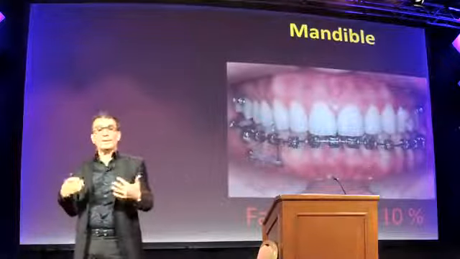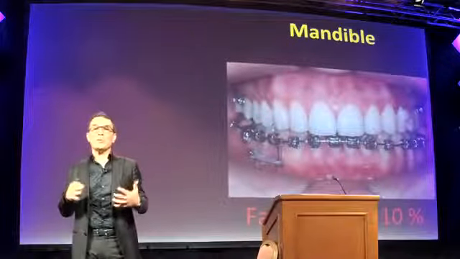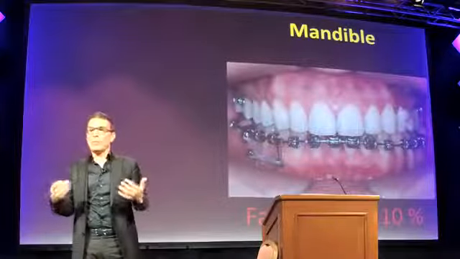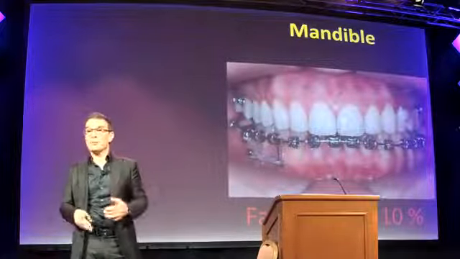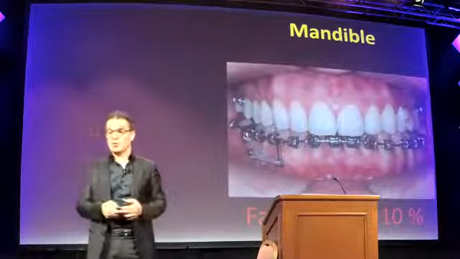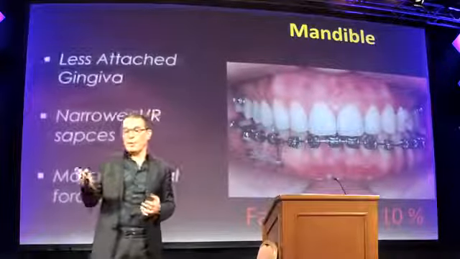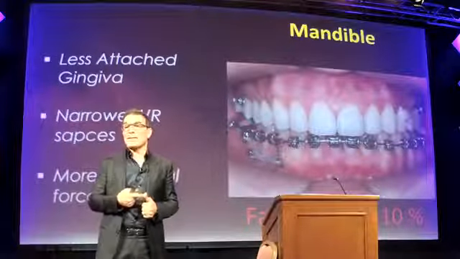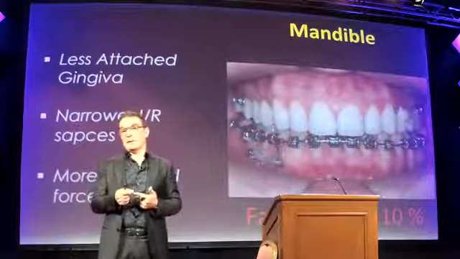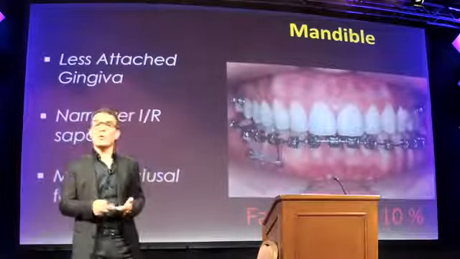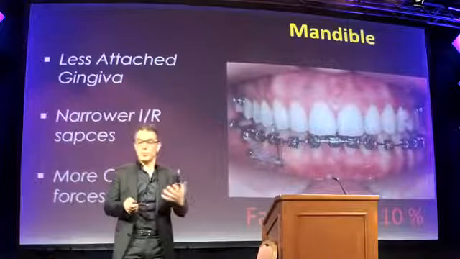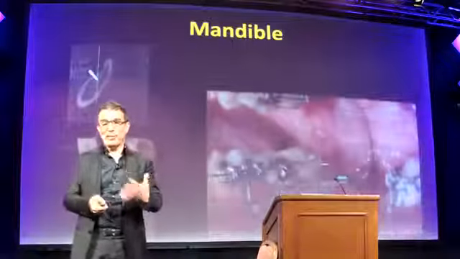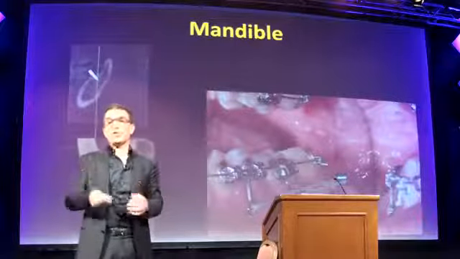So in the mandible, it's a different story. In the mandible, the failure rate for interradicular spaces is a little bit higher. My personal failure rate in the mandible is 10%, which is really too much. I think that this failure rate is due to the fact that we have less attached gingiva, narrower interradicular spaces, and also more occlusal forces on the screws, so we are losing them a little bit more often. So for the mandible, my first choice would be to be out of the root in that position.